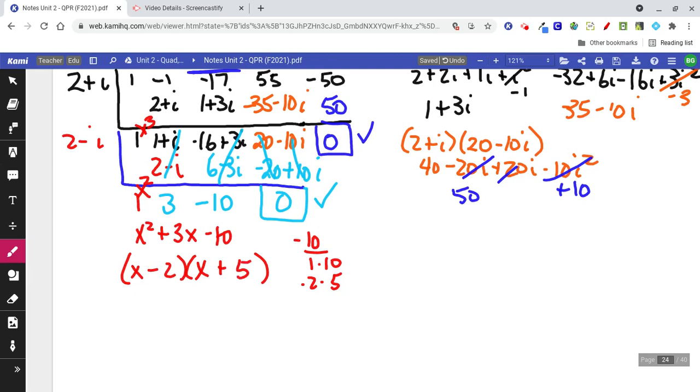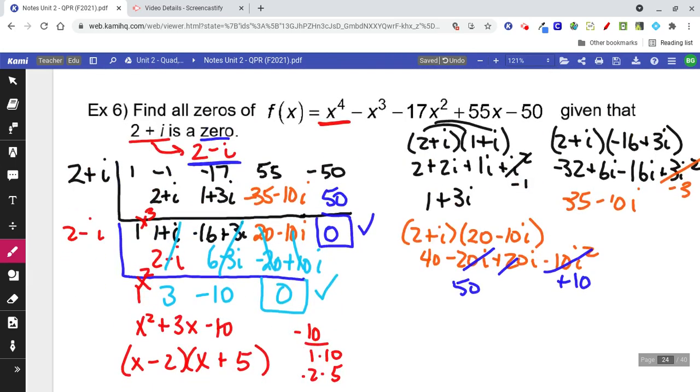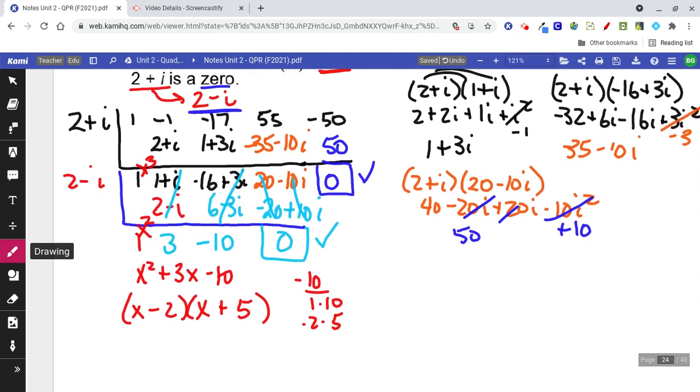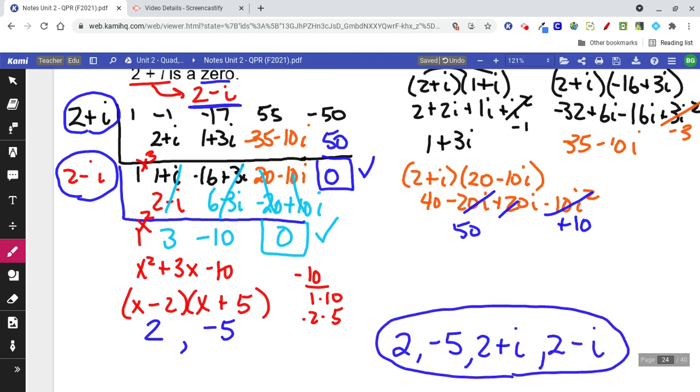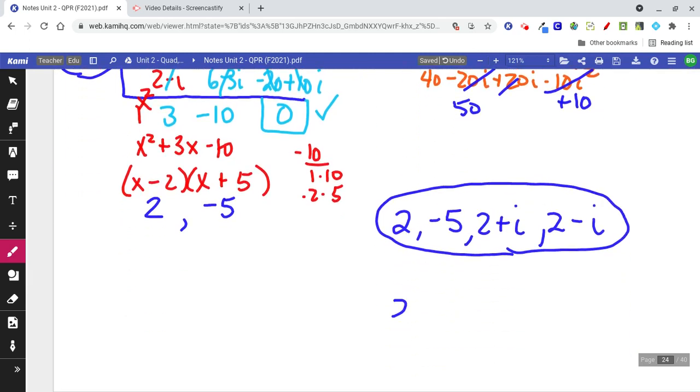Those are your factors. But we don't want factors. We want zeros, right? And the zeros, here's one of them, and here's another one. And then 2 would make 0, and negative 5 would make 0. So I've got 4 zeros. They are 2, negative 5, 2 plus i, and 2 minus i. Or I suppose you could see it written as 2, negative 5, and then 2 plus or minus i. You might see it written like that. I think it's more comfortable if we see it written like this.